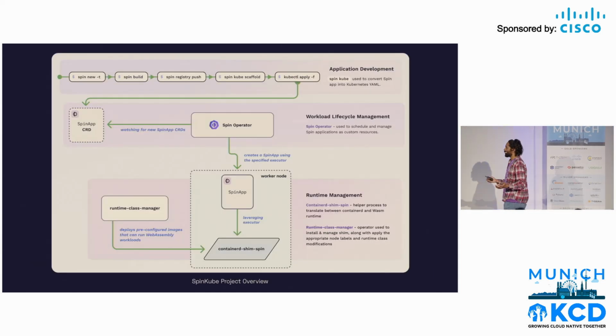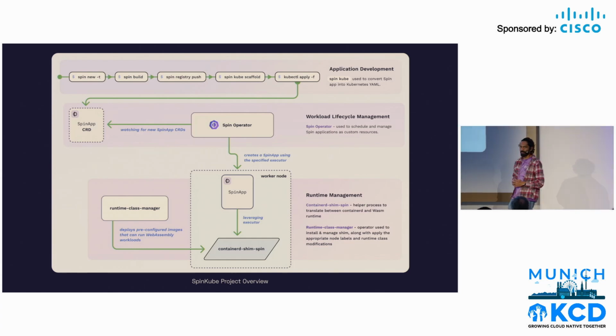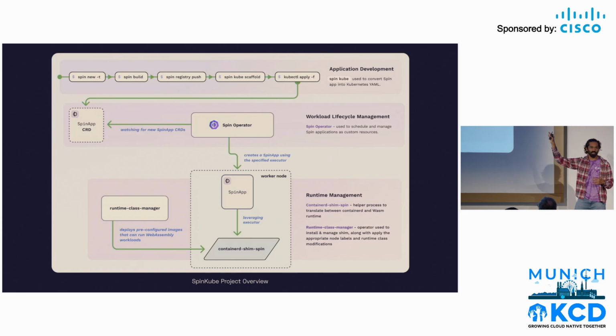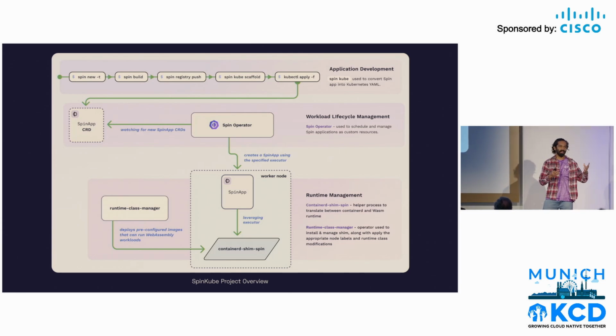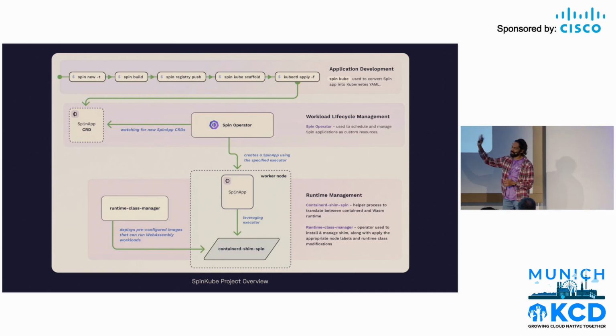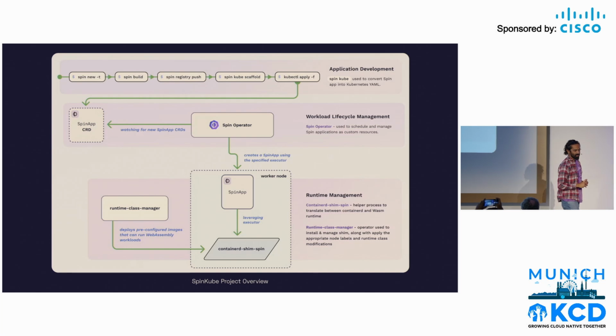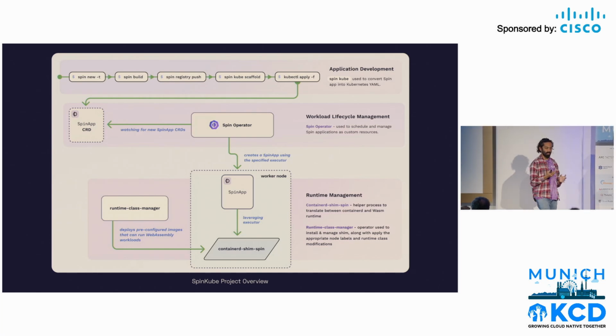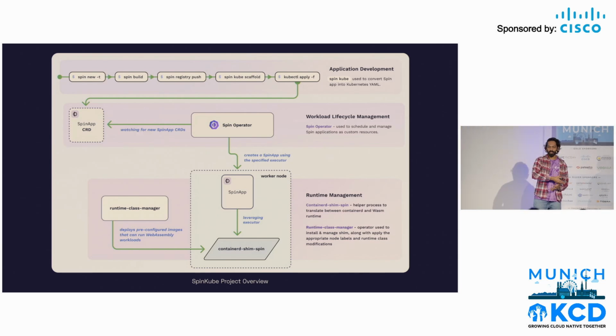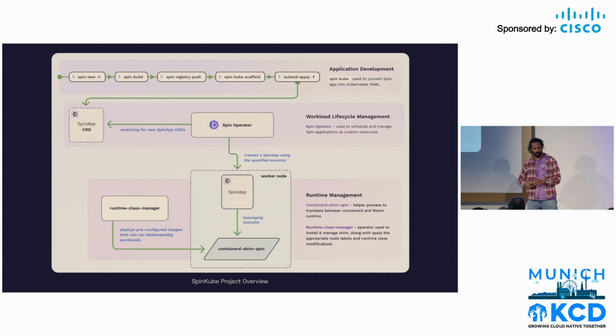This is not a SpinCube talk, but there are different aspects to SpinCube. On top is the development of a Spin app or a WebAssembly app, which you can scaffold with, and get a YAML file. When you do a kubectl apply, essentially there's a custom resource definition that's created. And we have a runtime class manager, which allows us to run WebAssembly modules in a Kubernetes cluster. Right? Do check out SpinCube.